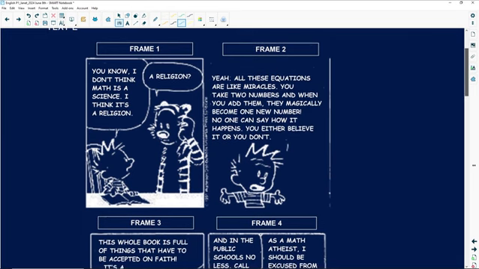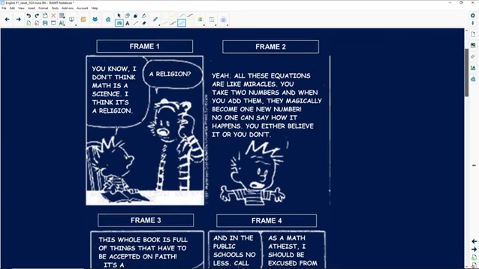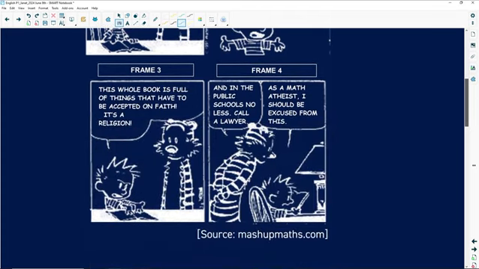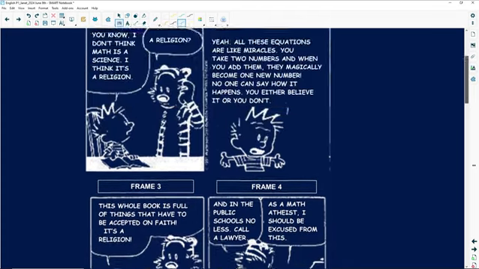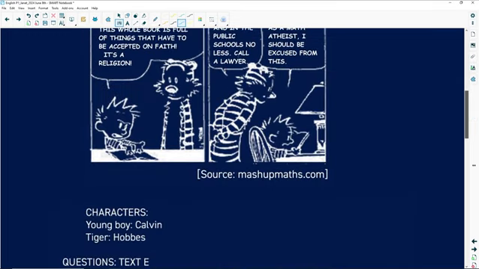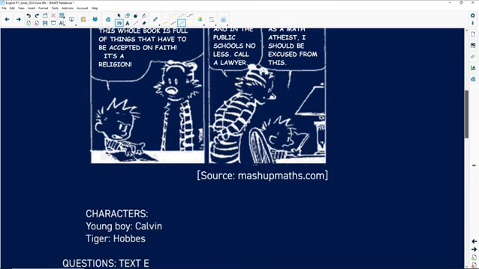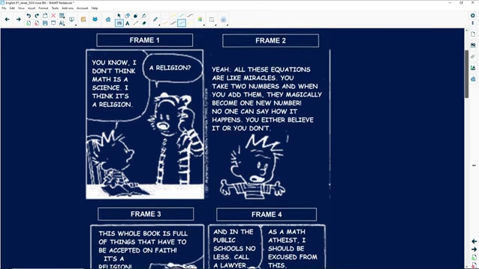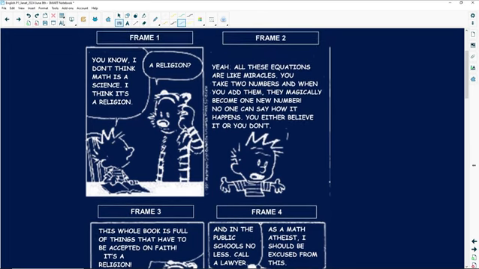So we have the frames labeled for you, and the source is given to you, and it's a Calvin and Hobbes cartoon, and they tell you at the bottom of the cartoon who the characters are, because they don't want you to get confused or muddled or not know what's going on. So just read the cartoon there. We've got Calvin talking to Hobbes about maths not being a science but a religion, and Hobbes questions that.